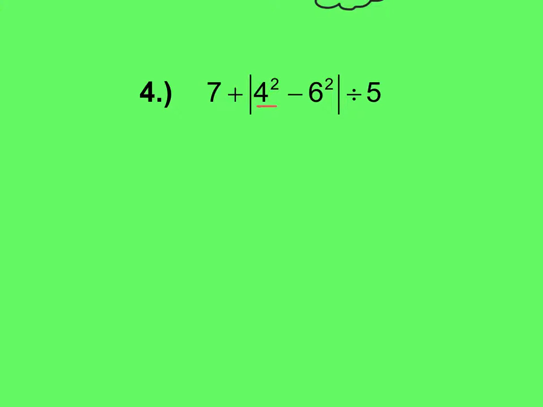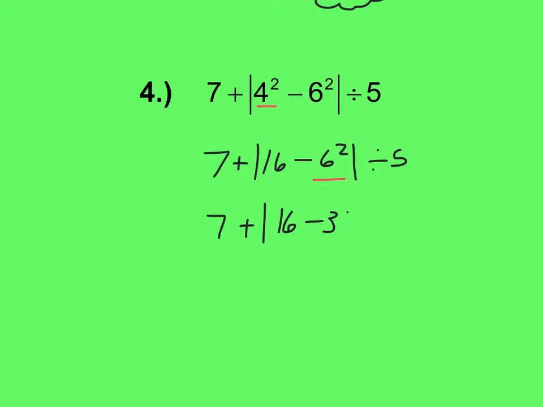4 to the second power comes first, because exponents come before subtraction and left to right. So 7 plus the absolute value of 4 to the second power, which is 16, minus 6 to the second power. Close the absolute value sign. Divide by 5. Now we're going to do 6 to the second power. And 6 to the second power is 6 times 6, which is 36. So this is the absolute value of 16 minus 36 on the inside there. Divide by 5 still.